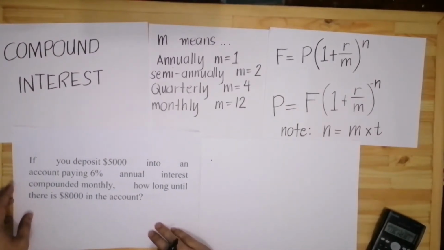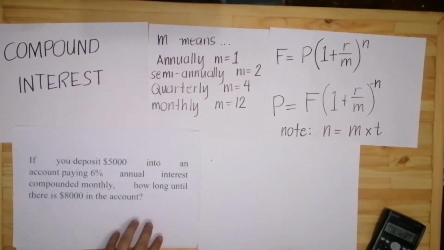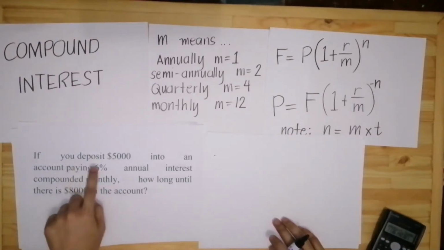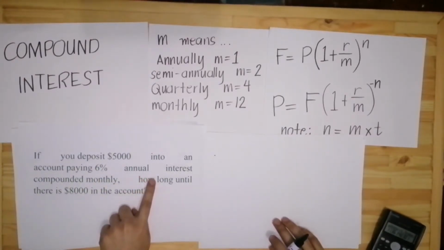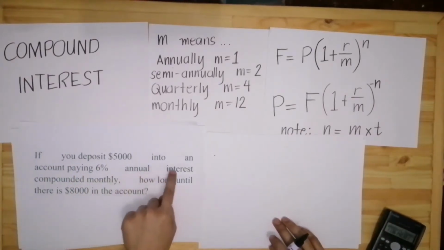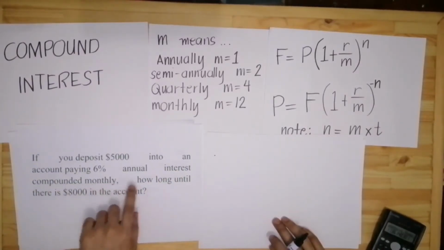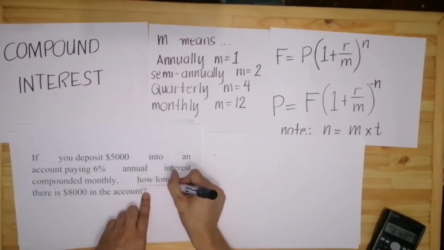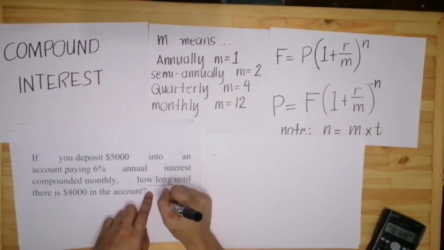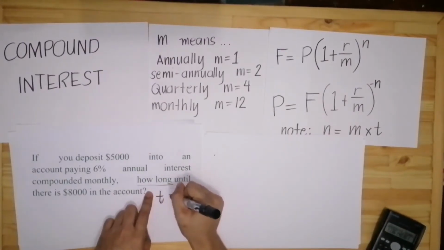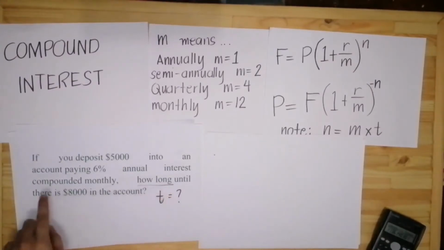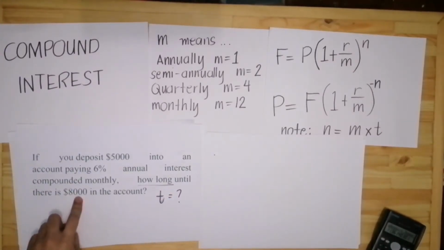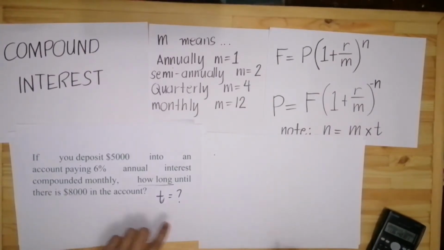Okay, take a look at this. In here, I have a problem. If you deposit 5,000 into an account, paying 6% annual interest, compounded monthly, how long? Pag merong how long na tinatanong, ibig sabihin time ang nawawala. How long yan? Until there is 8,000 dollars in the account. So, lagyan natin mga given.